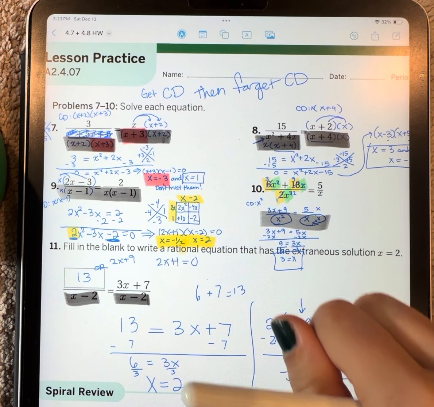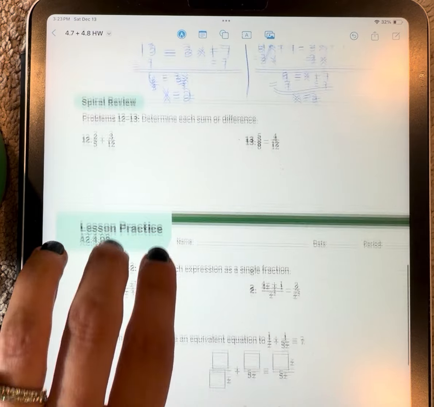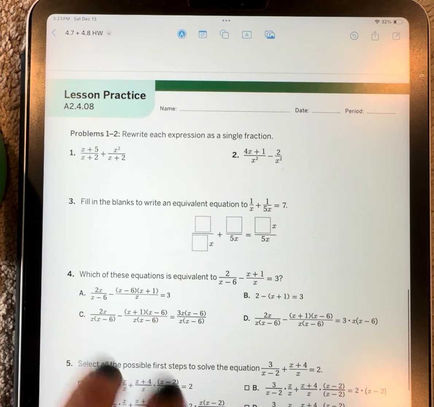Okay. Determine each sum or difference. I think this is having us maybe practice some common denominatoring. I'm not going to do it. Let's move on. I recommend you do it, but I'm not going to do it.